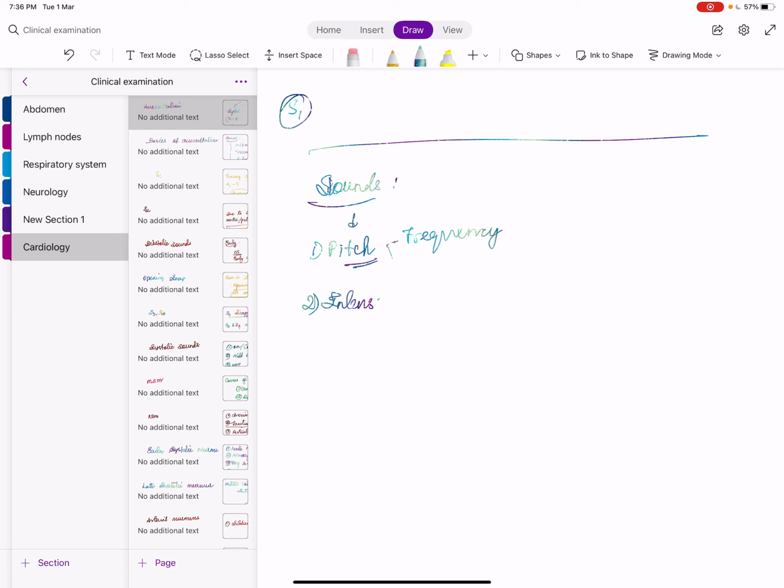So S1, S2, you have to tell whether it is heard or not. Then in the mitral and tricuspid area, always comment about S1. Comment means I will tell you what things you have to see, mainly the intensity of S1. Third thing is whether any added sounds are there. I told you some added sounds.